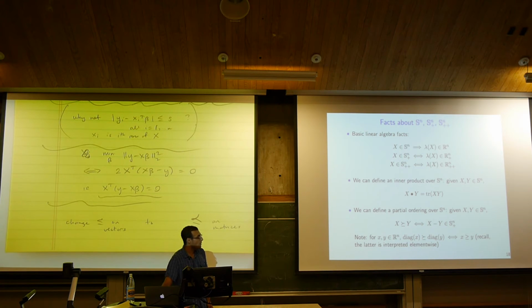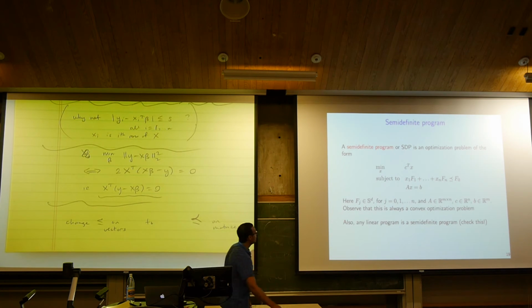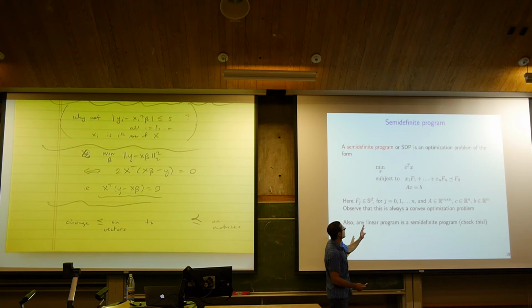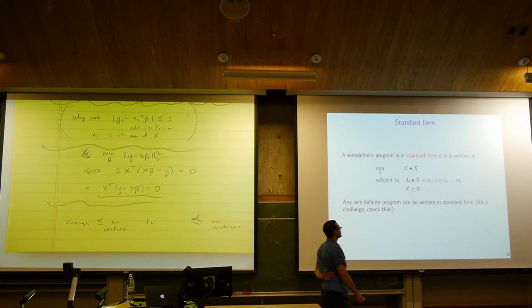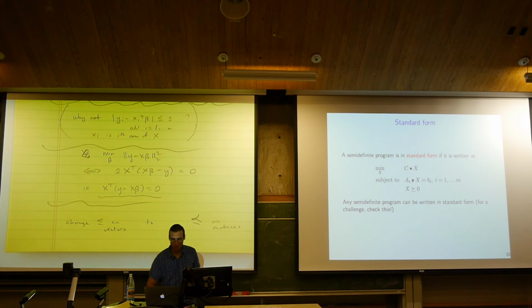Equipped with this new notation and a new way of thinking about things, we can define an SDP. It's just given by taking our standard form for an LP and replacing it with all these new definitions for matrices. Before, the standard form for an LP had c transpose x, where x was a vector. Now I have a matrix C inner product matrix X. So that's the analogy.